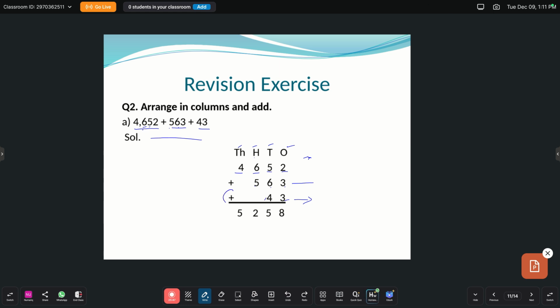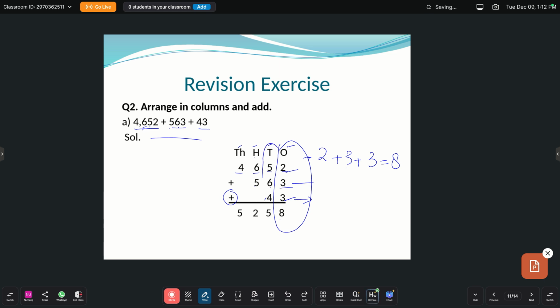Now what you have to do? You have to add them one by one. Begin with the ones column. You will take this 2 plus this 3 plus this 3. So 2 plus 3 is 5. 5 plus 3 is 8. So we will write 8 under the ones column.